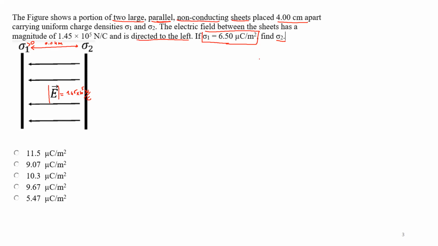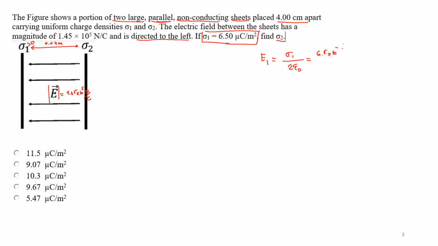Well, I know that the electric field created by a non-conducting plate that has a uniform charge density of sigma 1, E1, is just sigma 1 divided by 2 epsilon naught. If it was conducting, it would be sigma divided by epsilon naught. Non-conducting electric field is sigma divided by 2 epsilon naught. So I can calculate the electric field created by sigma 1, the large non-conducting plate of charge density sigma 1. I know sigma 1 is 6.5 microcoulombs, right?